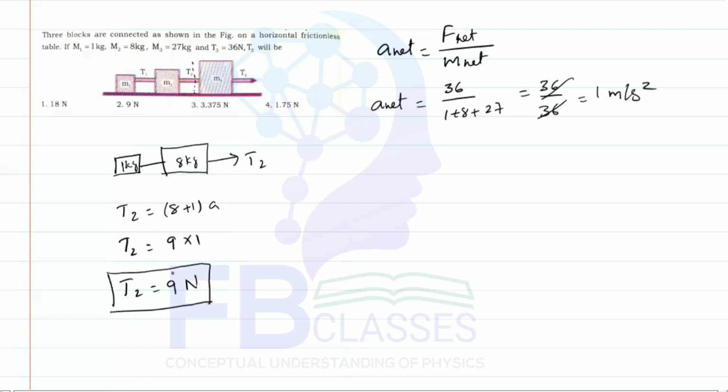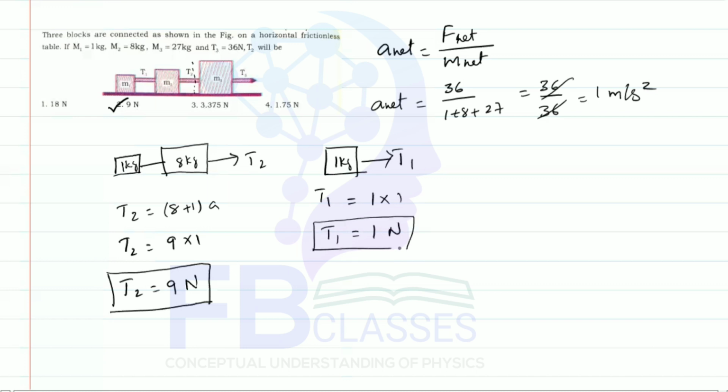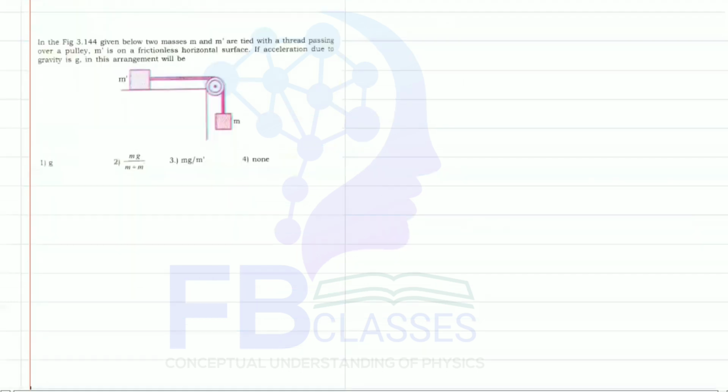Understand? In a similar manner, if you want to find out T1 also we are able to find it. Actually the answer is 9 Newtons. Now we can also find out T1. If you draw the free body diagram, there is only one block, the 1 kg block. So here the tension is T1. So T1 is equal to mass into acceleration. Mass is 1 kg and acceleration is 1. So total is 1 Newton. So T1 is equal to 1 Newton. So T1, T2 both we found out here.